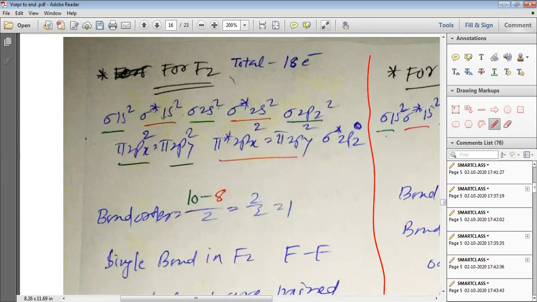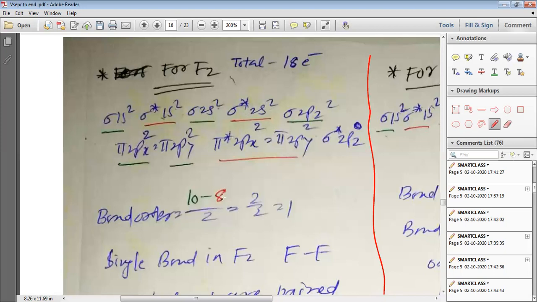Now you can see that we have underlined the BMO with the green pen. So total BMO electrons: 2 plus 2 is 4, plus 2 is 6, plus 2 is 8, plus 2 is 10. Now the antibonding molecular orbital electrons are underlined with the red ink. So 2 plus 2 is 4, plus 2 is 6, plus 2 is 8.